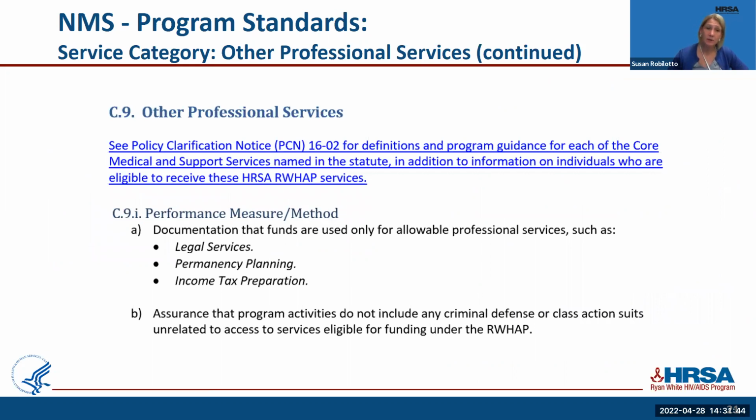The National Monitoring Standards, as shown on this slide, provide guidance to recipients and subrecipients to ensure that other professional services provided to clients are in compliance with the Ryan White legislation as specified in Policy Clarification Notice 1602. As you see, the National Monitoring Standard references the Policy Clarification Notice and legislation and includes performance measures for recipients to consider when implementing this service category. So to ensure compliance with HAB guidance, you can see that there's alignment with the PCN 1602 to include the examples provided for what qualifies as other professional service, as well as the program guidance on what activities are excluded from the support service category.